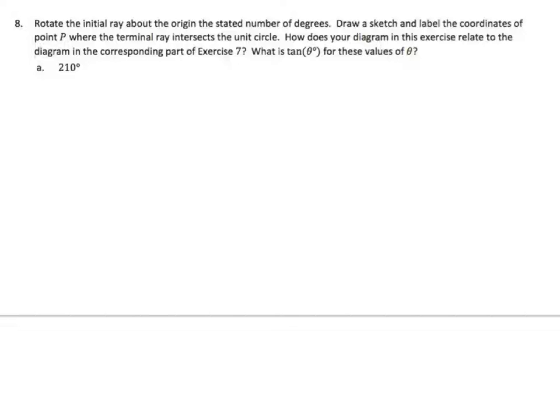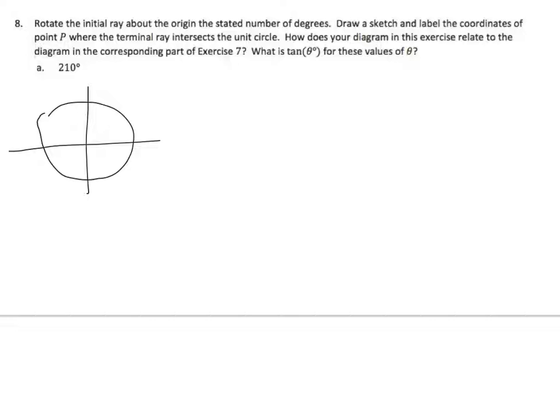Rotate the initial ray about the origin the stated number of degrees. Draw a sketch and label the coordinates of point P where the terminal ray intersects the unit circle. How does your diagram in this exercise relate to the diagram in the corresponding part of exercise 7? What is tan theta for these values of theta? All right, let's look at this first one. I'm going to draw a unit circle.